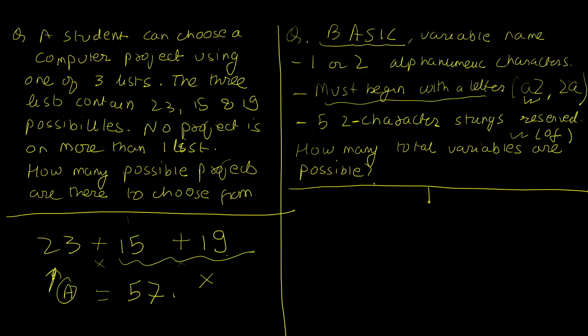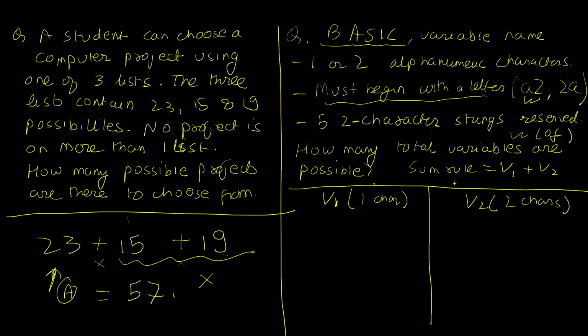Alright, so we begin our solution in this way. Our variable either needs to have one character or two characters. So let's find v1. v1 is the number of variables of one character in length, and v2 is the number of variables formed with two characters. And then we know that the total number of variables by the sum rule will be equal to v1 plus v2. How many one character variables are there and how many two character variables are there? The sum of that will be the total number of variables. So now we calculate the number of variables of one character length and two character lengths respectively.